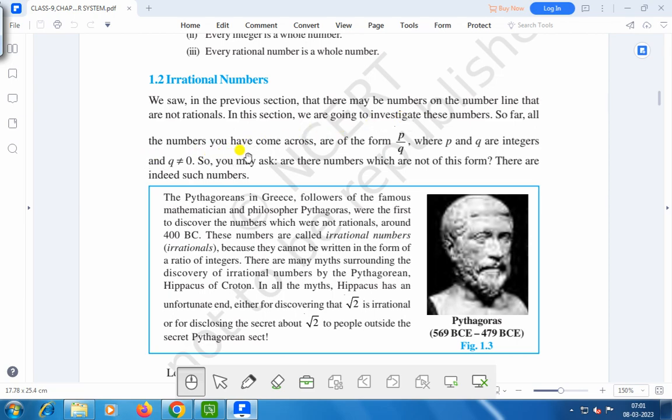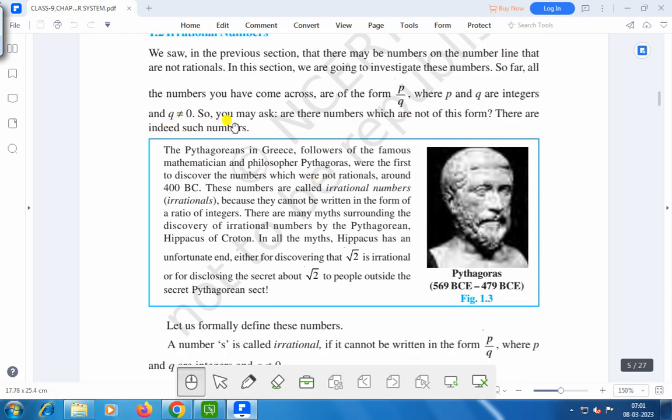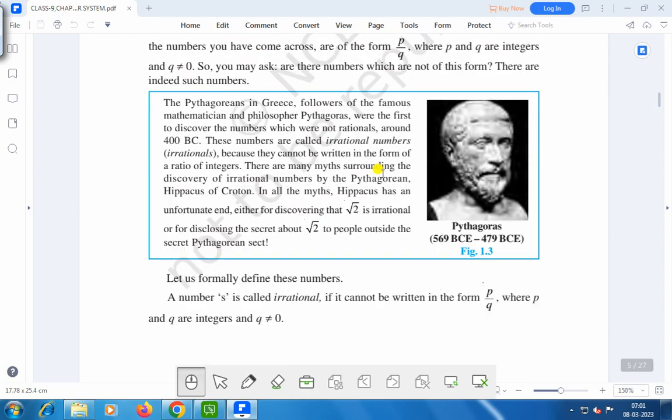So far, all the numbers we have come across are of the form p by q, where p and q are integers and q not equal to 0. So you may ask, are there numbers which are not of this form? There are indeed such numbers.